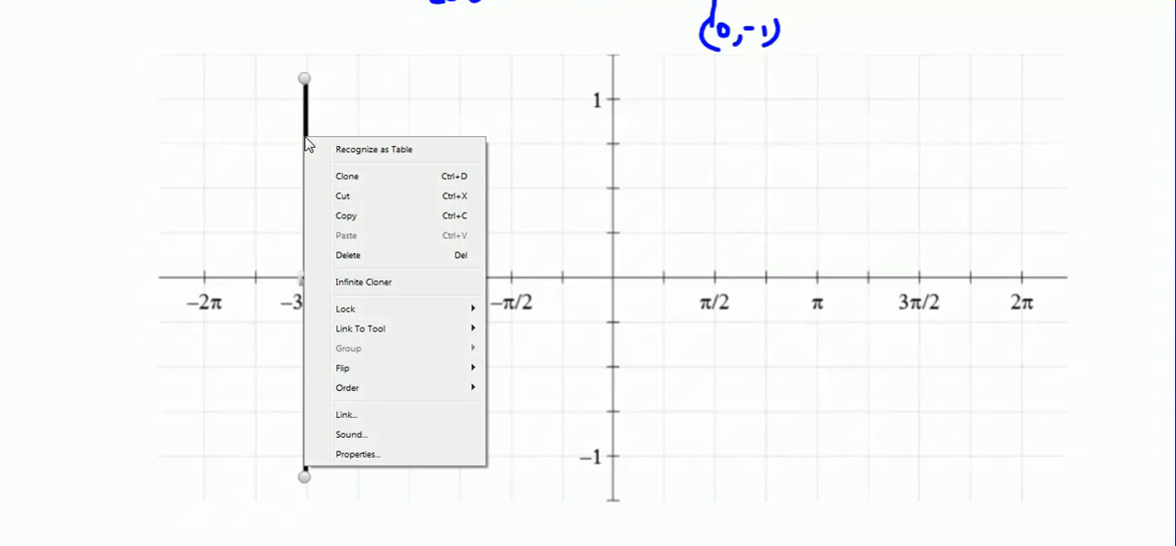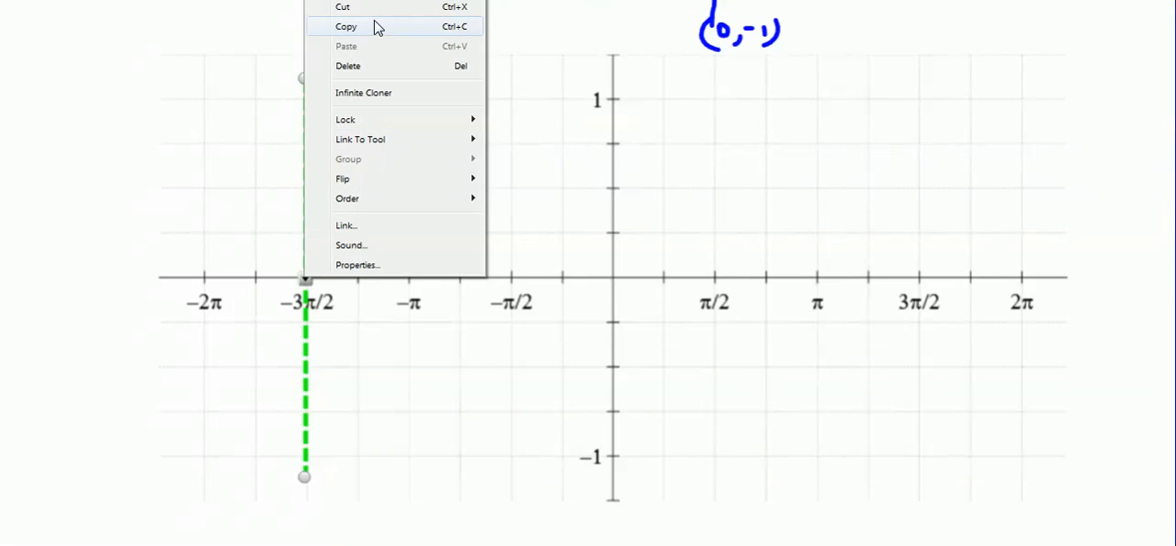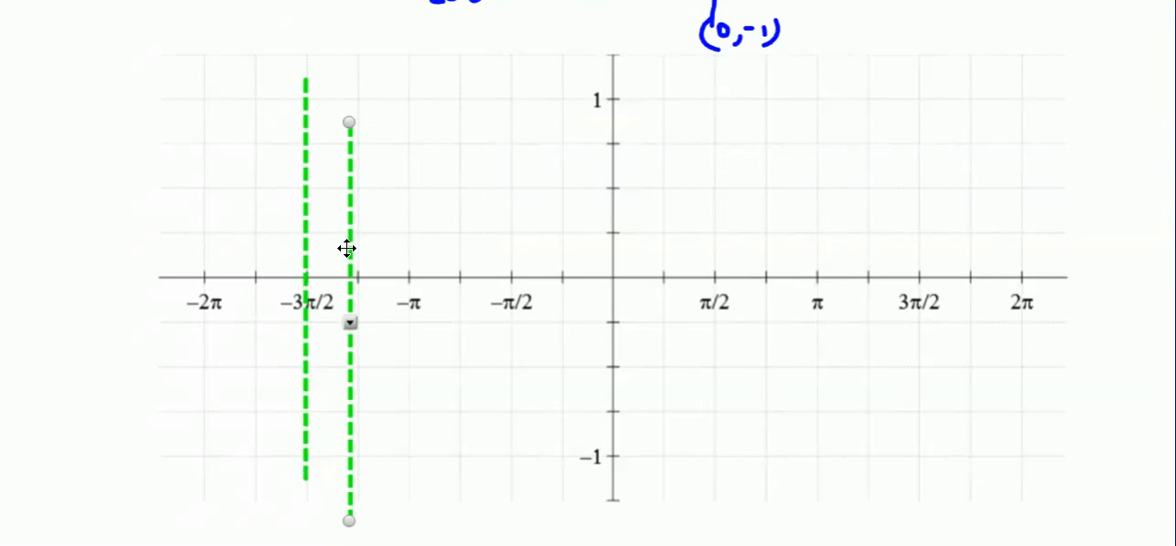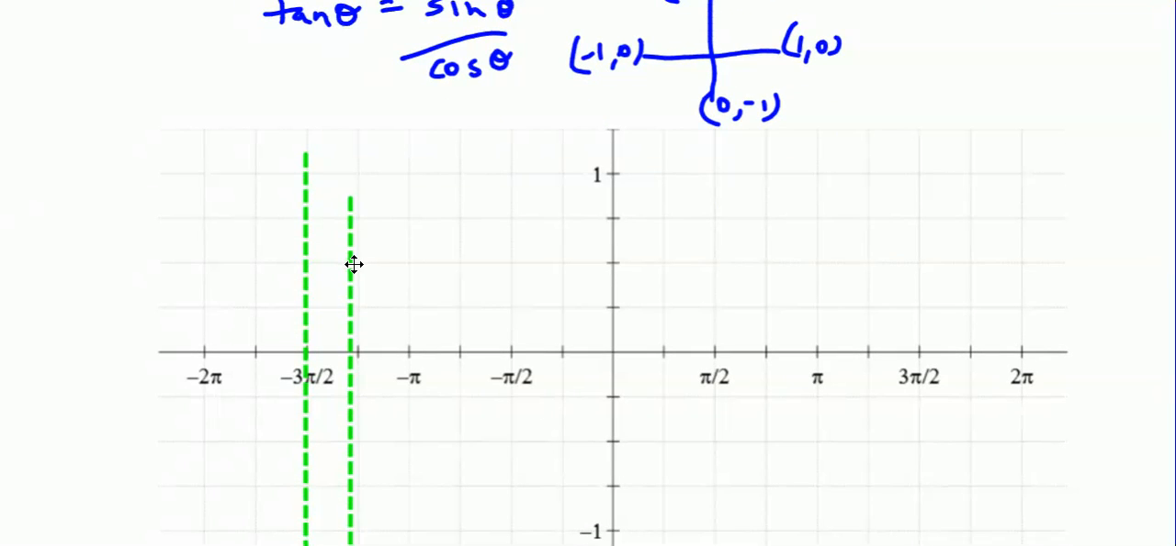Okay, and let's just make it green, and I'll clone it. Okay, so I'm going to have another one at, where did I say? Pi? No, -pi by 2.